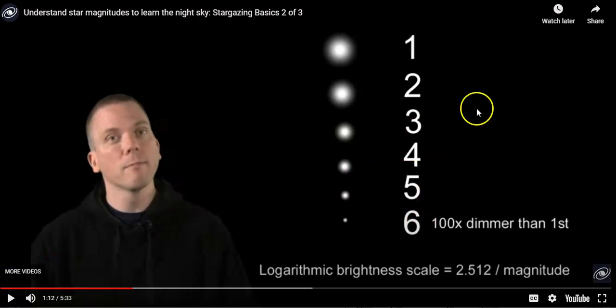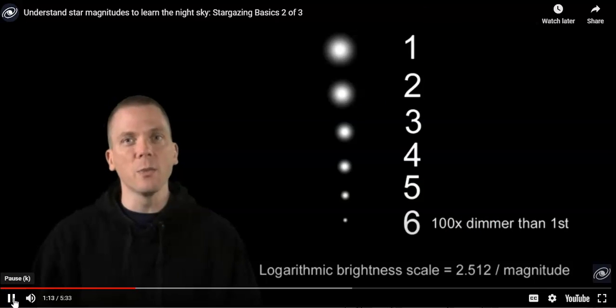All right, so you don't have to worry about all the fancy math in between. But he's saying the brightest are 100 times brighter than the dimmest. The dimmest are 100 times less bright than the brightest ones, or the 6th magnitude ones.